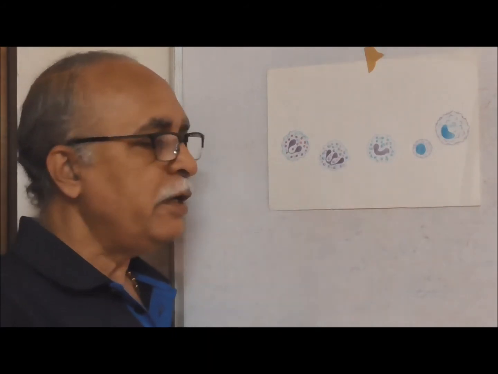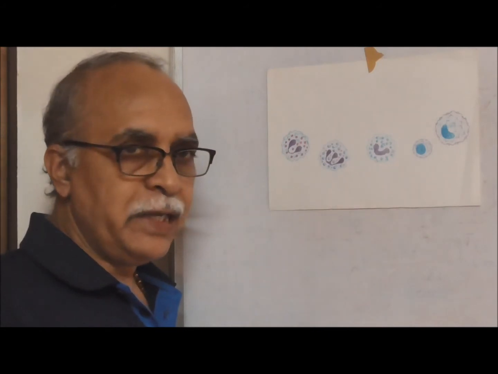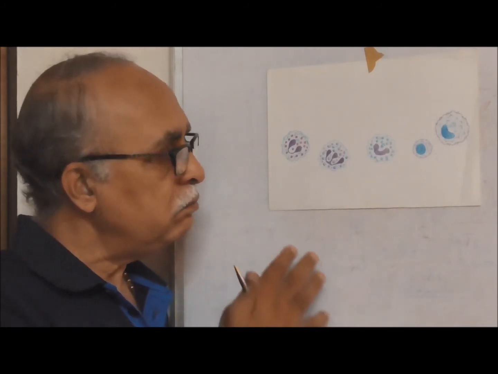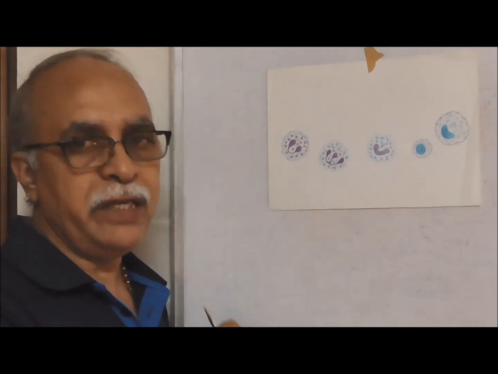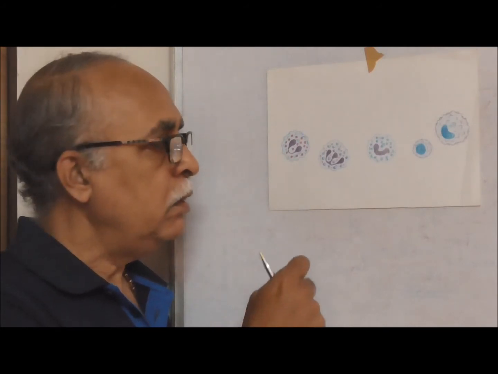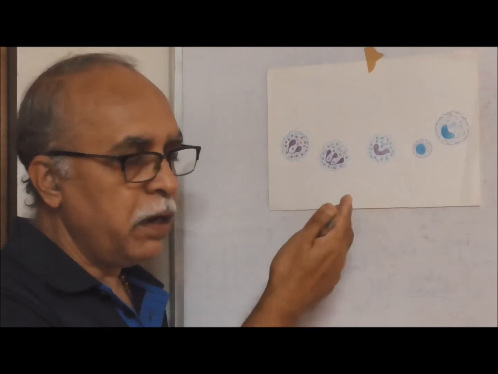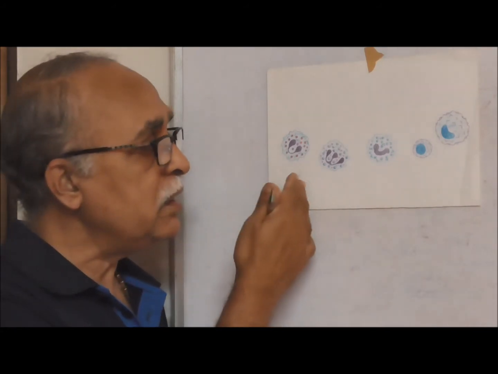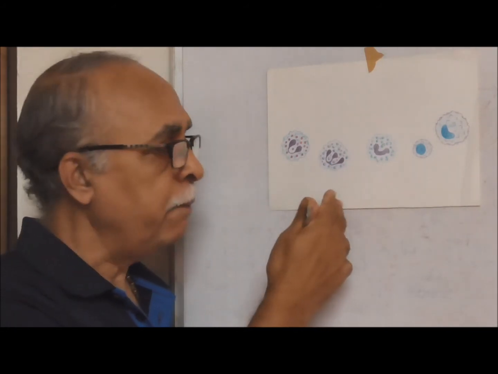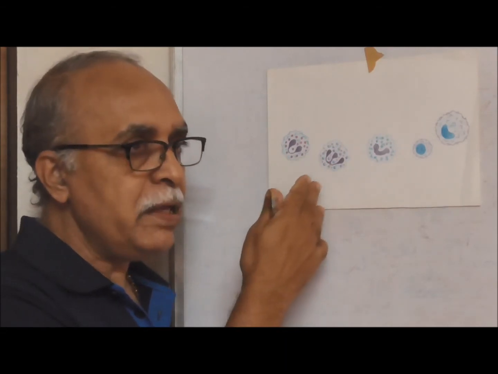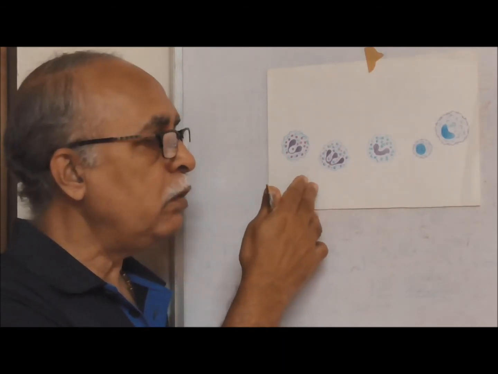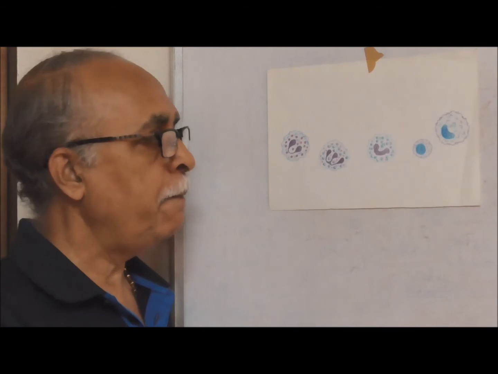Now, all the 3 types of cells, all the 3 types of granulocytes, their lifespan is from a few hours to a few days. That means, depending upon the presence of pathogens, the lifespan would differ. But otherwise, broadly, their lifespan is found to be somewhere around a few hours to a few days.